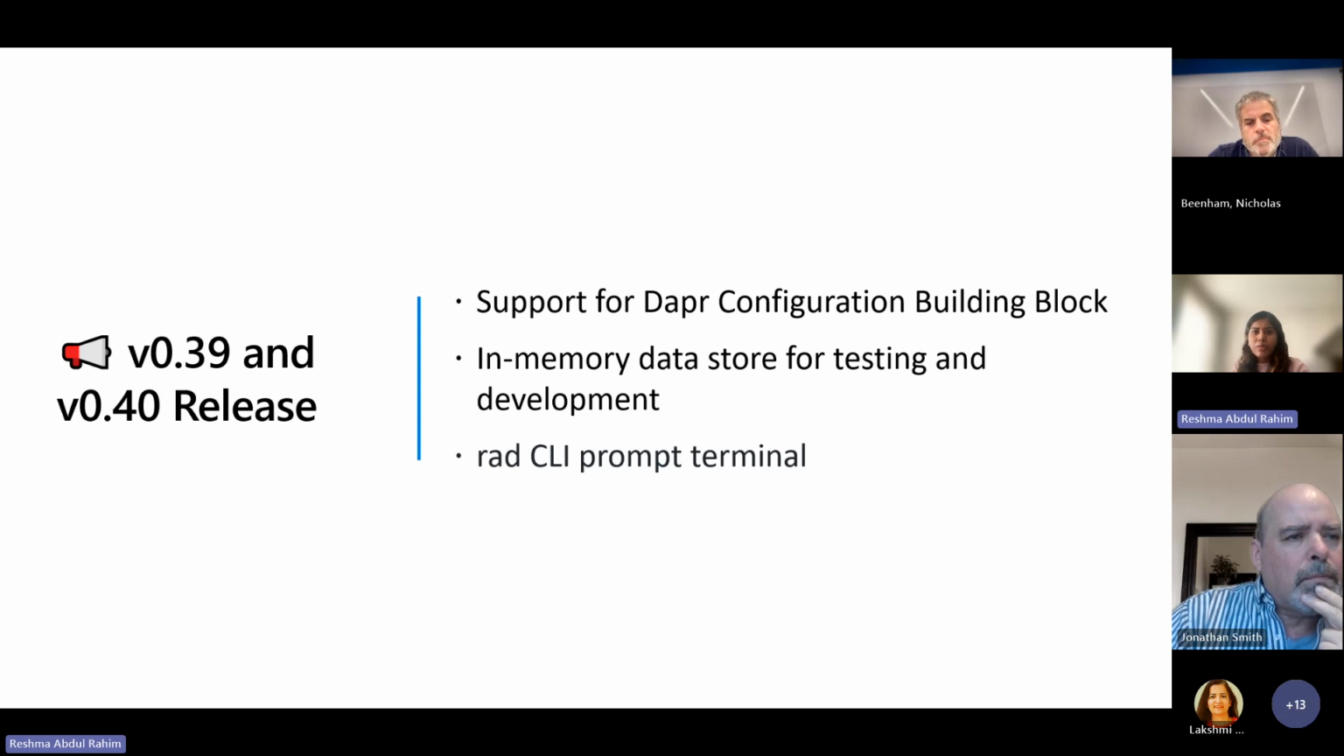So one of our community members, Lucas, has added the support for Dapr configuration building block in Radius. So you can now define the resource type application.dapr/configuration on configuration store in Radius. What this allows is dynamic configuration updates, including feature flag management, and it's a great addition to the set of Dapr features that we have in Radius. So thanks Lucas for the contribution. We'll also be seeing a demo on that in a couple of minutes.